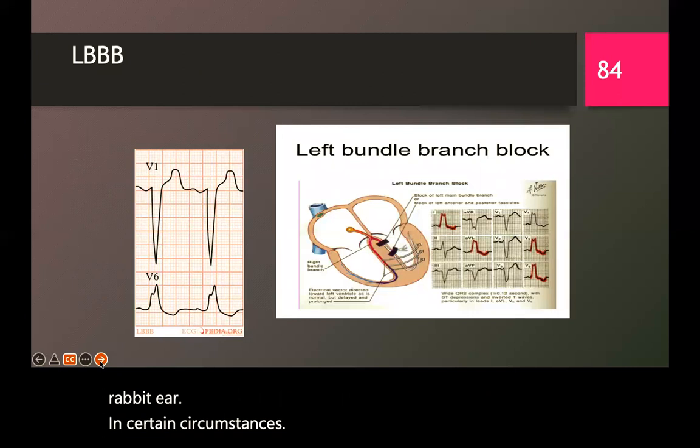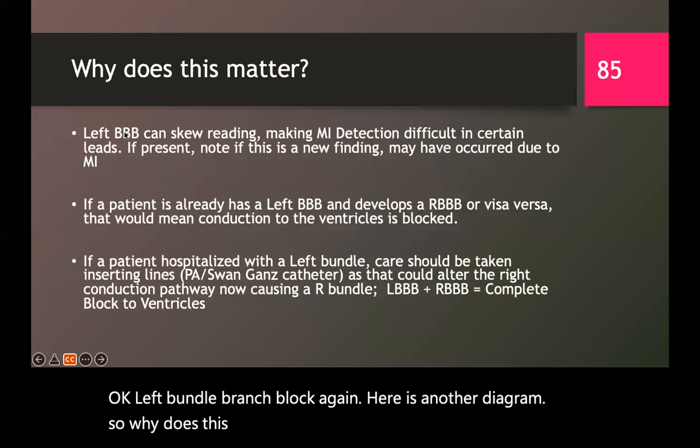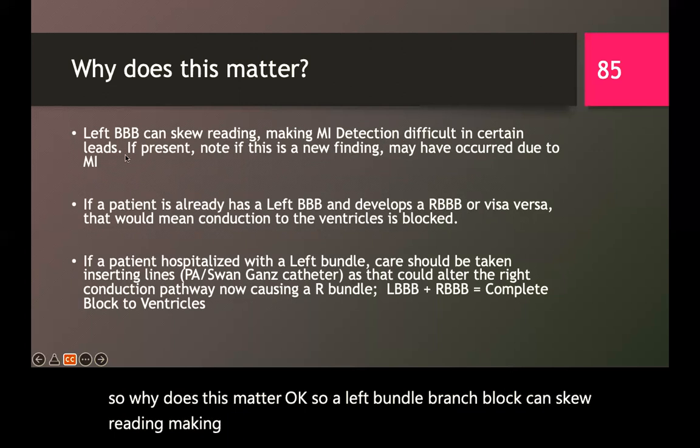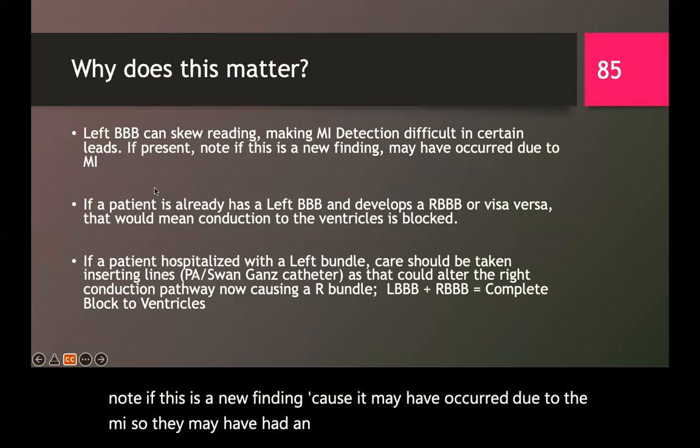Okay, left bundle branch block. Again, here is another diagram. So why does this matter? A left bundle branch block can skew the reading, making MI detection difficult in certain leads. If it's present, note if this is a new finding because it may have occurred due to the MI. So they may have had an MI and now they've developed a left bundle branch block.